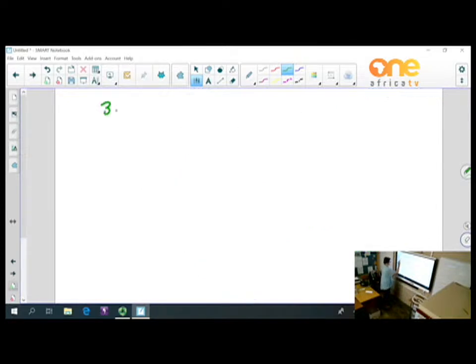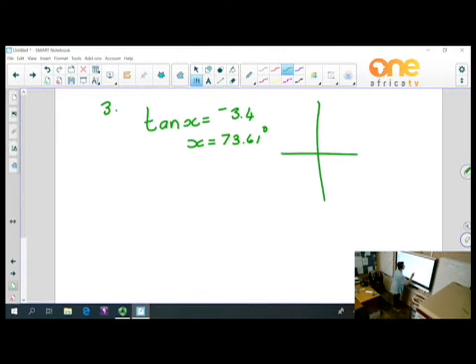Question 3. Tan x is negative 3.4. Tan x is equal to negative 3.4. So now we have to get that angle there. Again, don't press the negative. The negative indicates the quadrants. So shift tan 3.4 is equal to, and I got 73.61. x is equal to 73.61 degrees.